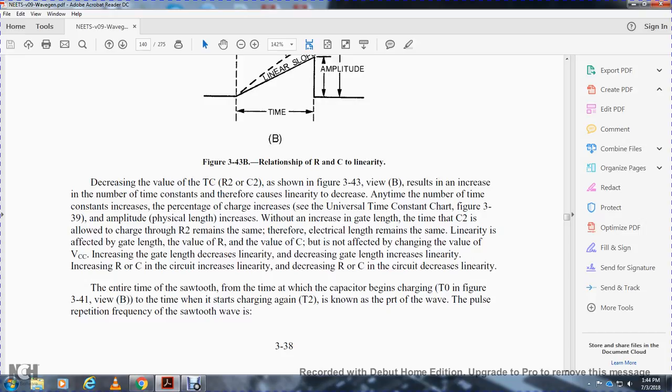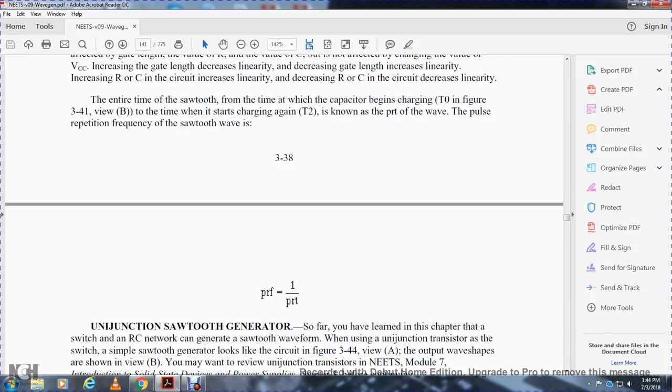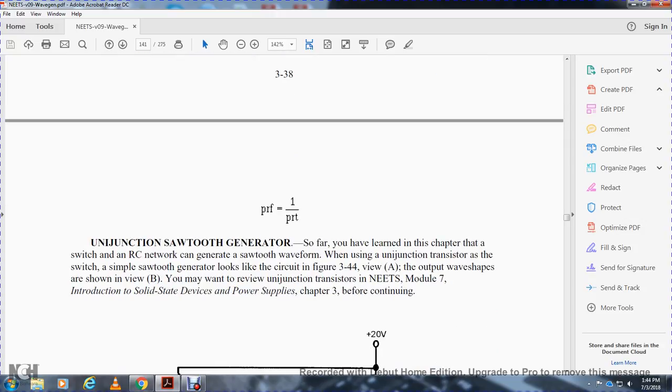The entire time the sawtooth capacitor begins charging is time interval 0, shown in figure 3-41 view B from when it starts charging. Time 2 is known as the peak. The phase repetition time of the wave and the pulse repetition frequency of the sawtooth wave is equal to 1 over the repetition time. Unijunction sawtooth generator.